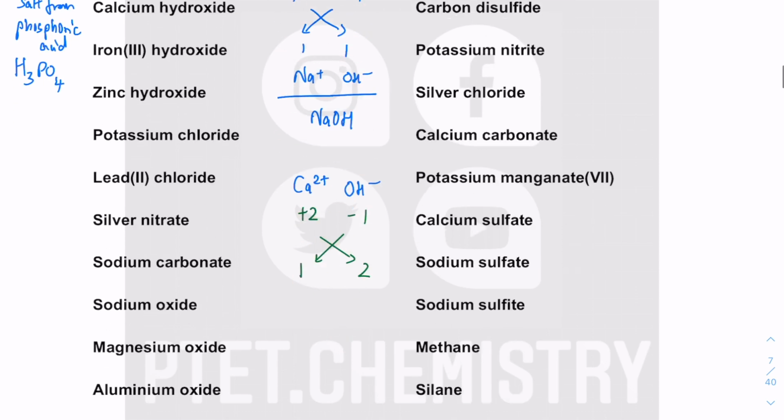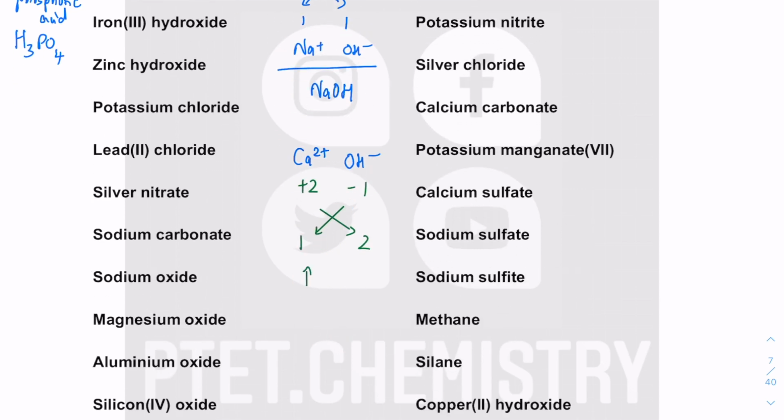What does this mean? This means I need 1 calcium 2+ and I need 2 OH-. As you can see, the plus 2 charge from one calcium cancels out the minus 1 and minus 1, a total of minus 2 for the anion, such that your formula will be 1 calcium and 2 hydroxide. 1 calcium 2+ and 2 OH-, Ca(OH)2. That's the formula of calcium hydroxide.